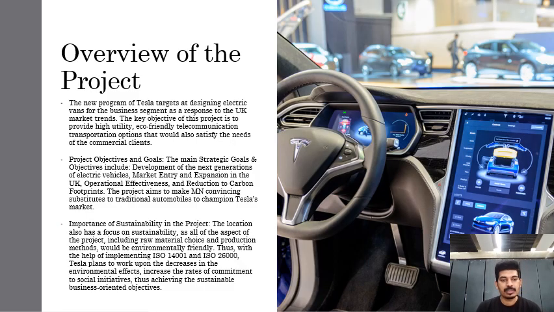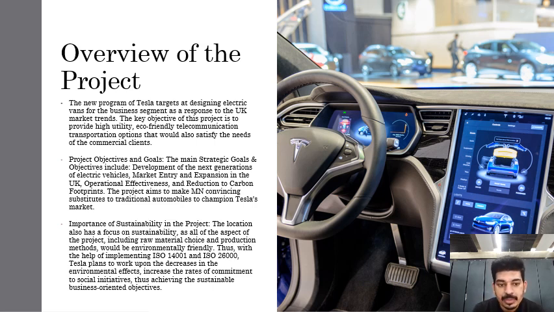Let's see the overview of the project. For example, the new program of Tesla targets designing an electric van for business segments as a response to UK market trends. The key objective of the project is to provide high-utility, eco-friendly transportation options that also satisfy the needs of commercial clients. The main strategic goal is the development of the next generation of electric vehicles, market entry and expansion in the UK, operational effectiveness, and reduction of carbon footprint.